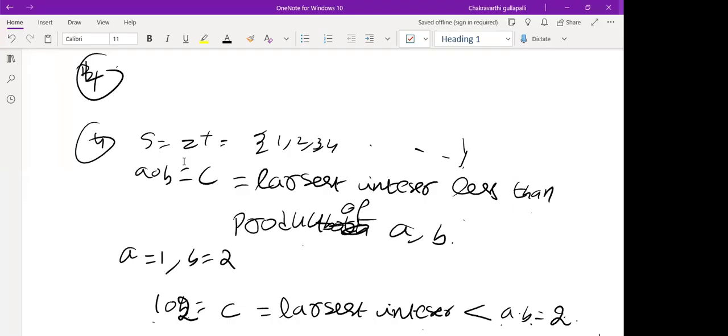Please note this also as a homework question. Not only those two, Pranati, take S equal to Z and test whether it is binary or not. Not only for Pranati, it is for all. Now it is Z plus. Pranati, did I answer your doubt?